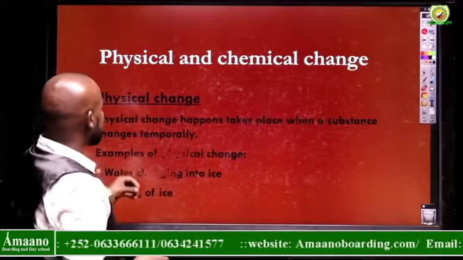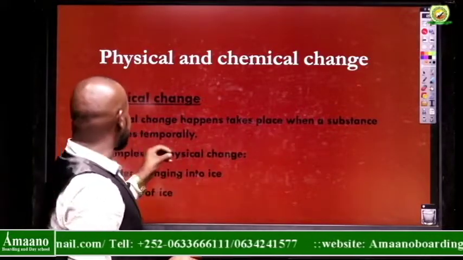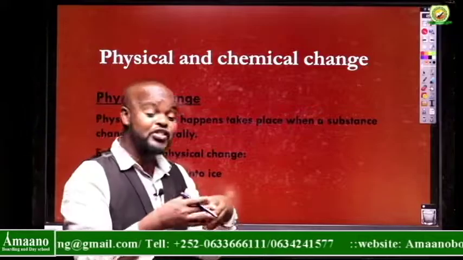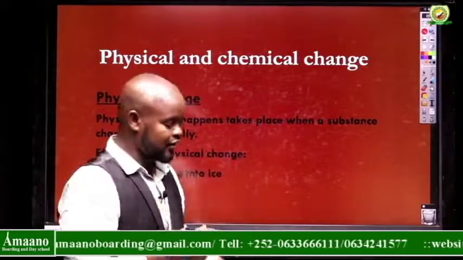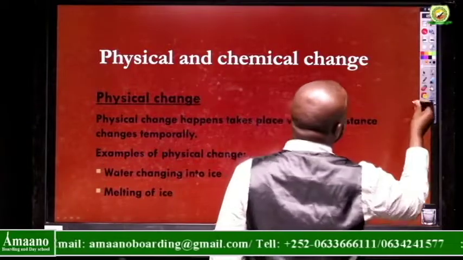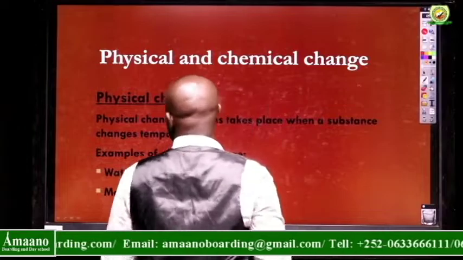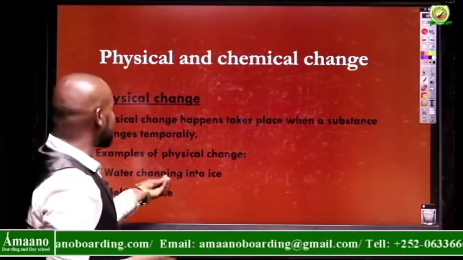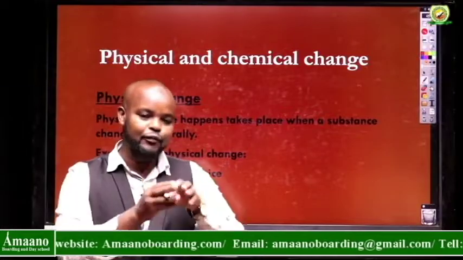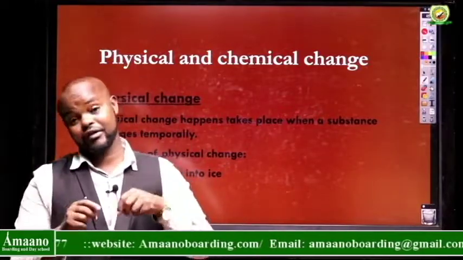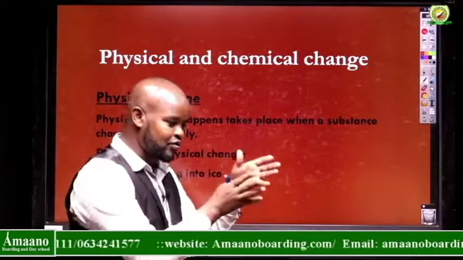Physical change. Physical change takes place when a substance changes temporarily. It just changes temporarily. It does not change permanently. You can reverse it. It can go back to normal, right? Examples of physical change: water changing into ice. For example, if you take some water and put it in a fridge, that water will turn into ice in a matter of minutes or hours.